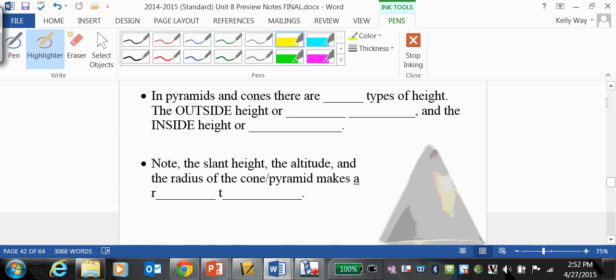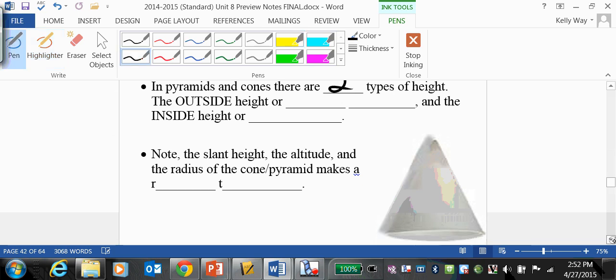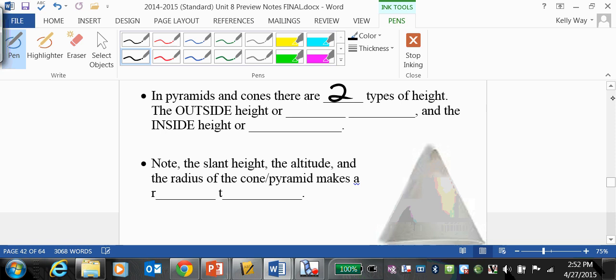Now, in a pyramid and cone, there's two types of height. So this is an actual paper cone here. There's the slant height, which is down the side. And we use a script L there, with quotes around it. So we have slant height.